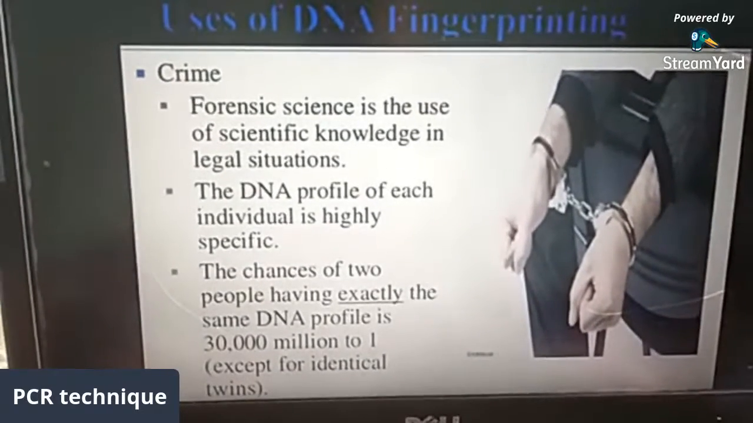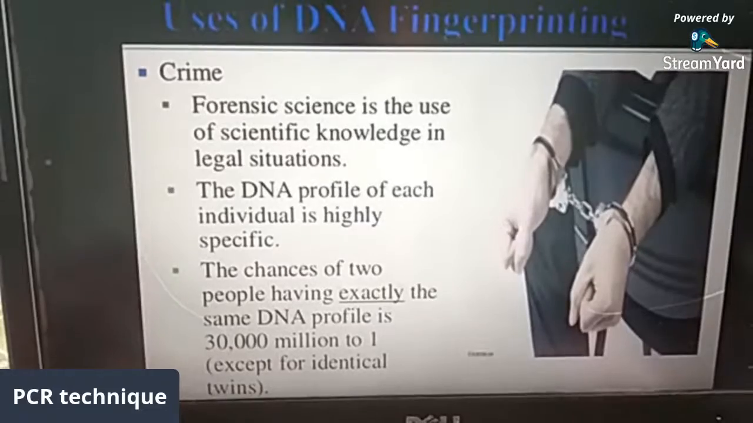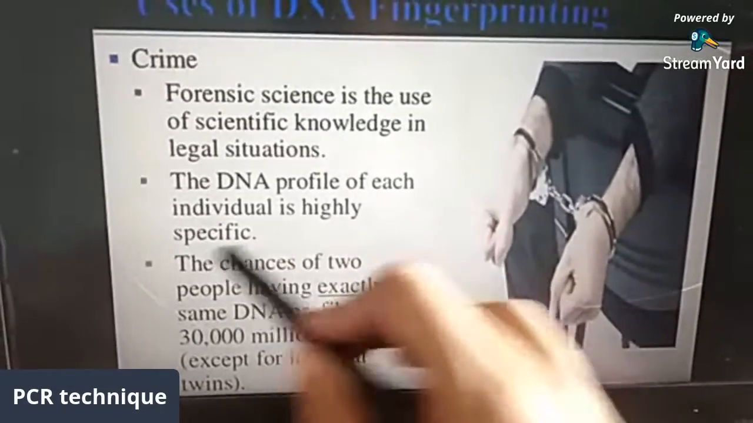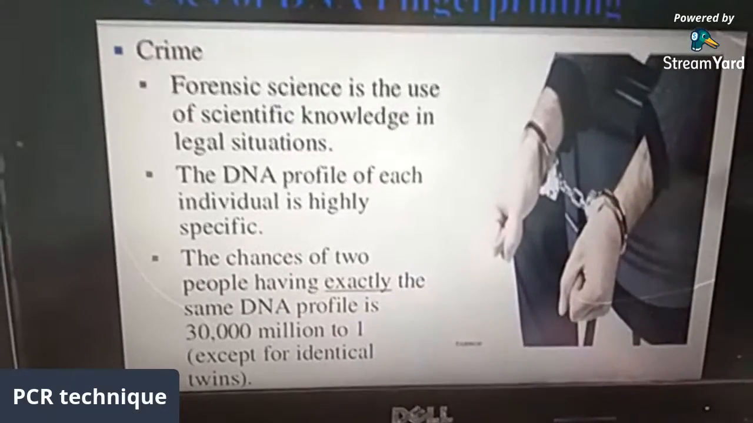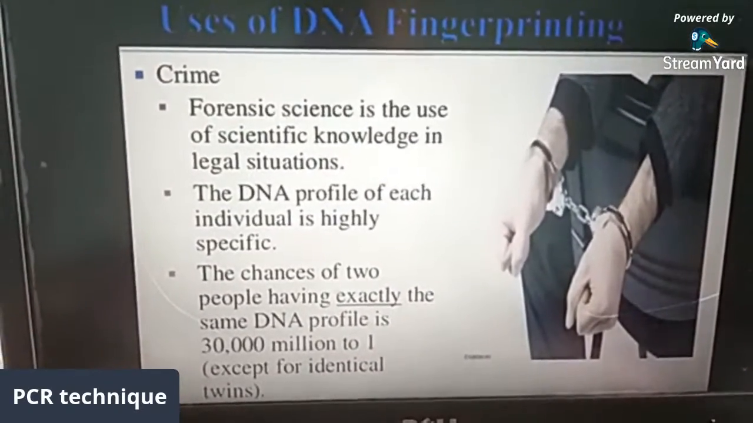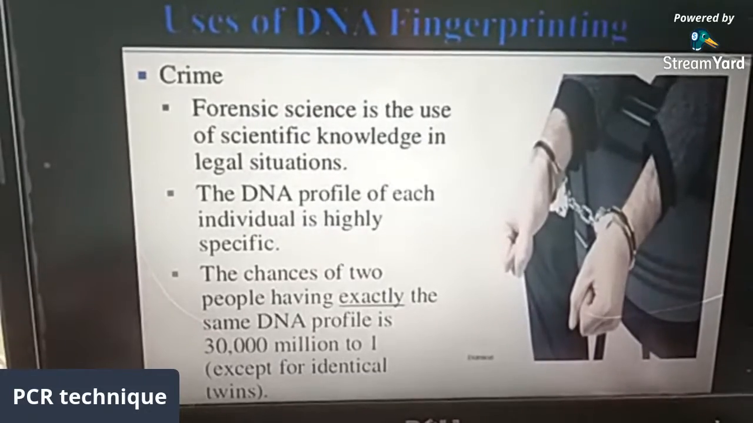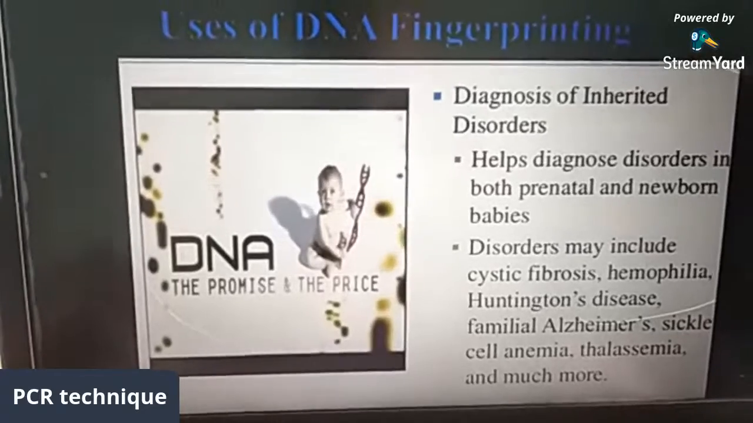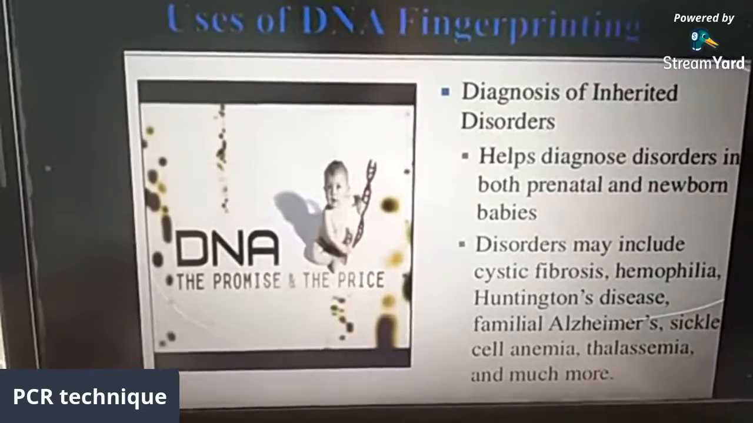Okay. Forensic science is the use of scientific knowledge in legal situations. The DNA profile of each individual is highly specific. Okay. So, you will get to know about the twins, or any problems between the twins, then you will get to know through this DNA fingerprinting method. Okay.